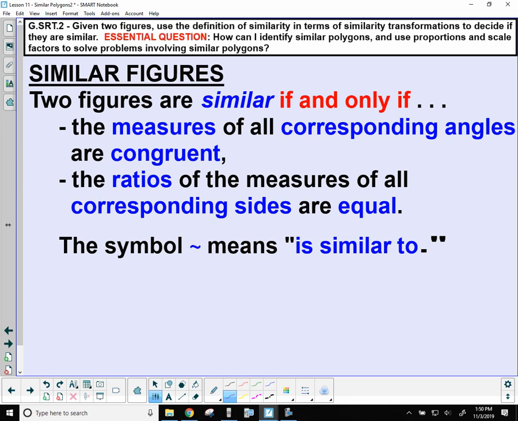Again, similar figures. Two figures are similar if and only if the measures of all corresponding angles are congruent, and the ratios of the measures of all corresponding sides are equal. Don't forget that. The symbol for similar, I don't even know the technical term for that. I call it squiggly worm. The symbol means is similar to. Notice that it looks like the congruent symbol, only minus the equal sign underneath.